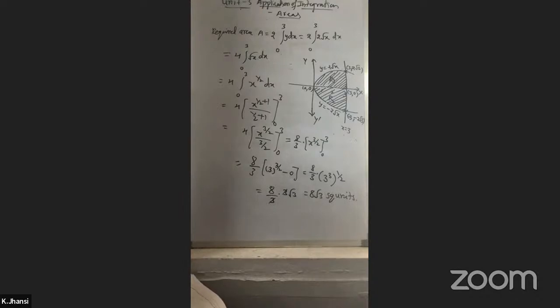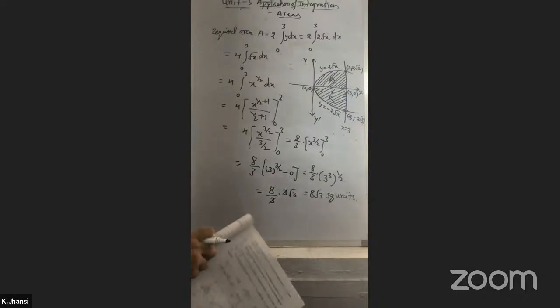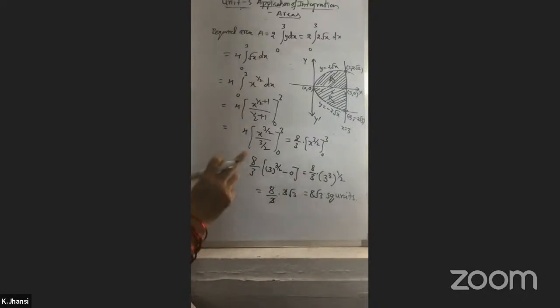Second question. Page number 74, which is the second question. So 8 into root 3 square units. So whenever area is there, you mention the units also. So like this, you have to solve the problem. You see, many example problems and check your progress problems are there in your textbook. Okay, try to solve them.